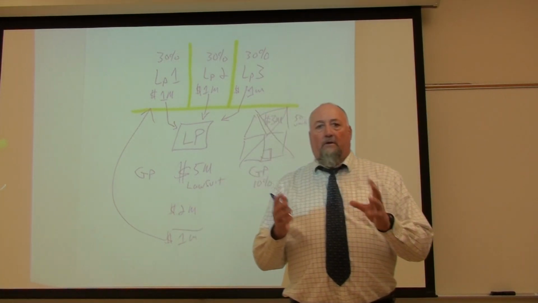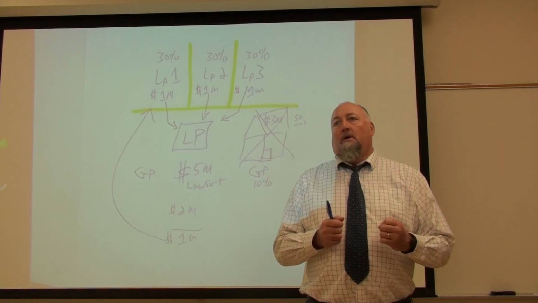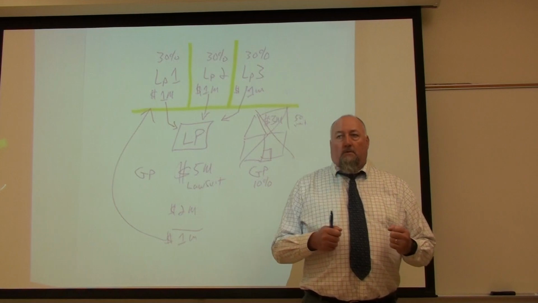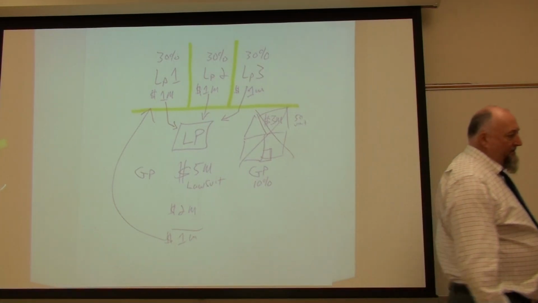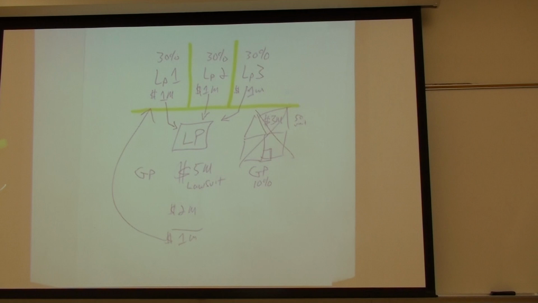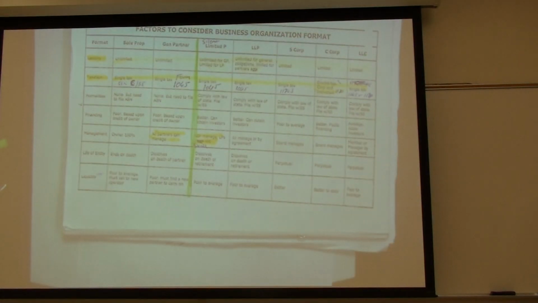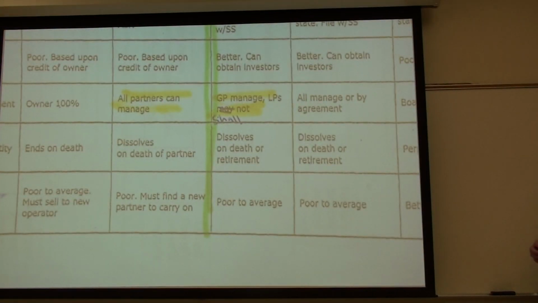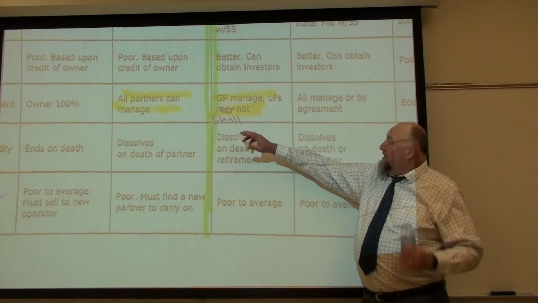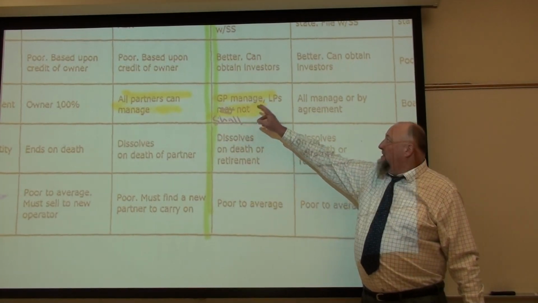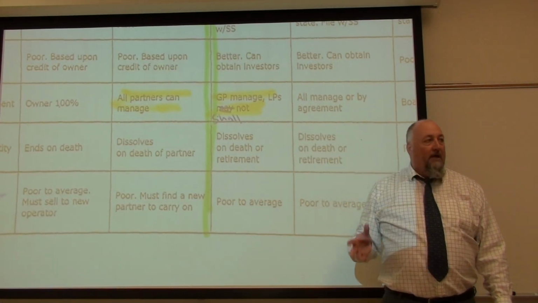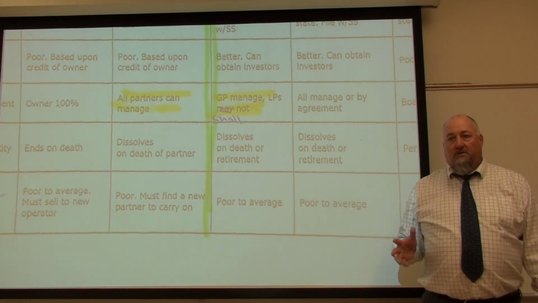But the main idea I want you to know for this class is this inherent problem, and that is you cannot have management authority as a limited partner. If you do, you lose that liability shield. So on my page 7, under the limited partnership column, general partner manages. Limited partners cannot, I should say, shall not manage. They're prohibited from engaging in management, or they may lose their protection.